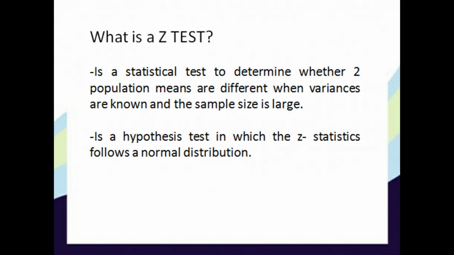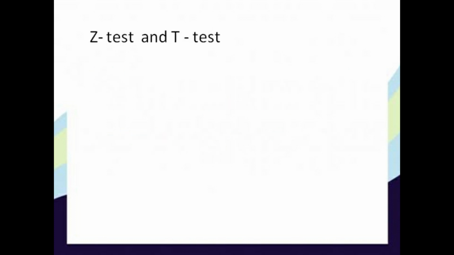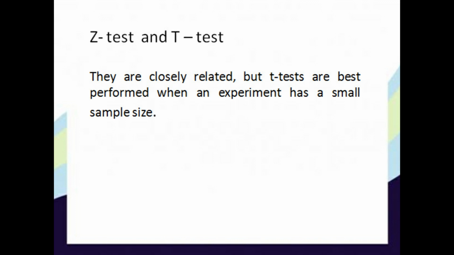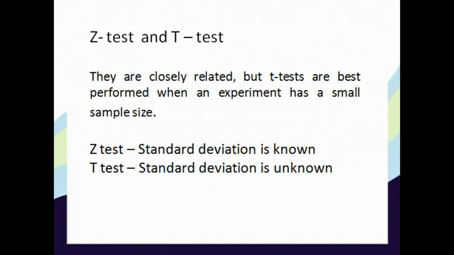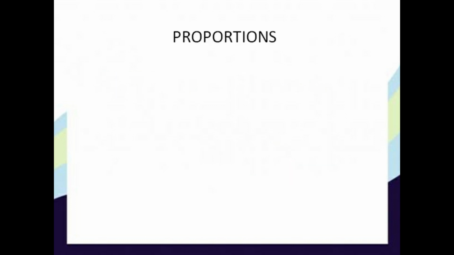So what is the difference between a z-test and a t-test? We know that they are closely related, but t-tests are best performed when an experiment has a small sample size. The z-test assumes that the standard deviation is known, while the t-test assumes that the standard deviation is unknown. Now we are going to do hypothesis testing situations that involve proportions.